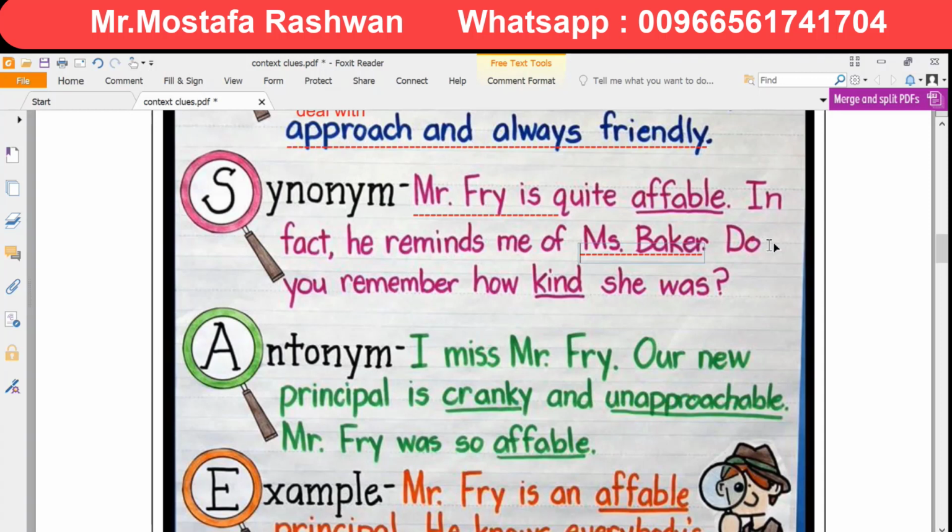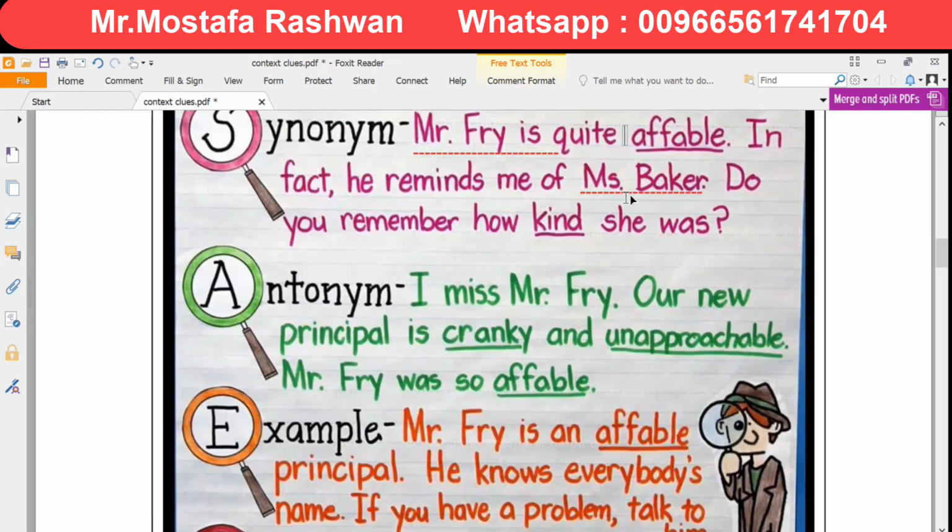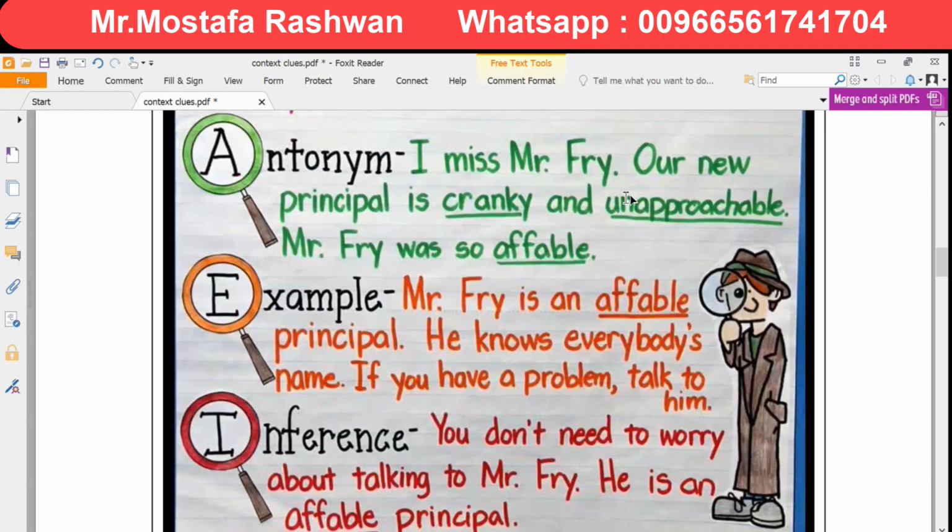Because he confirmed this idea when he said, do you remember how kind she was? He's talking about Miss Baker. He didn't tell me in this sentence that Mr. Fry is kind, even if we don't have the word affable. But I can guess its meaning based on the synonym, the word kind. Okay? Read the third one.